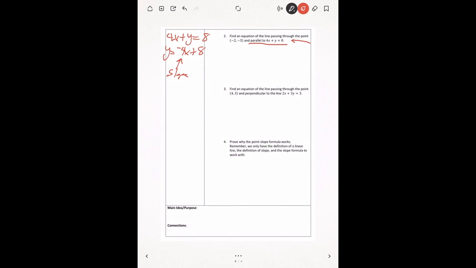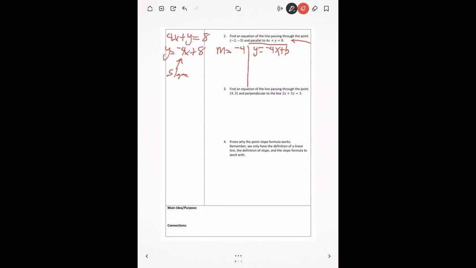They're kind of playing around with the vocabulary here. So if this line has a slope of negative 4, I know that my line better have a slope of negative 4 as well. So I can go ahead and plug that right in. My equation should start off as y equals negative 4x plus b. I'm halfway there. I'm almost done.